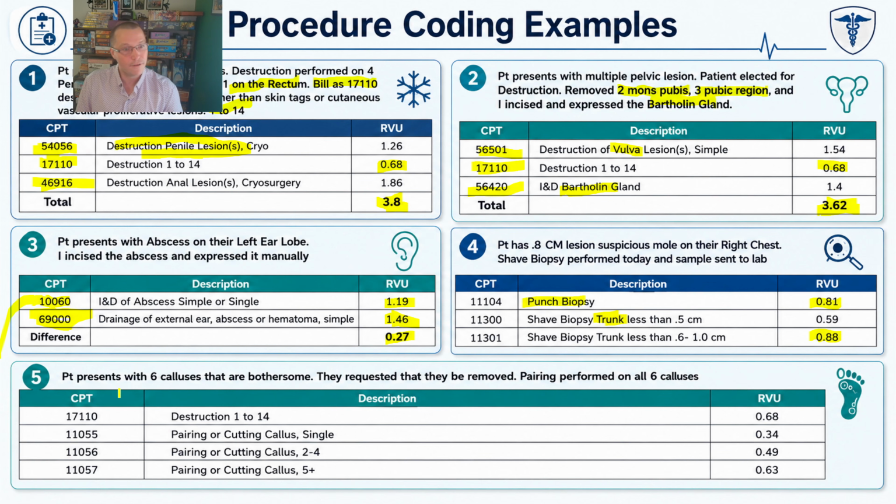And finally, I got a foot care example broken down here. Patient presents with 6 calluses that are bothersome. They requested that they be removed. Paring performed on all 6 calluses. If you report the 17110, that's going to be improper reporting because calluses have their own specific codes here. 17110 has an RVU value of 0.68. As you can see, even if we get to the highest level callus code, 5 plus, it's only a 0.63 RVU value.